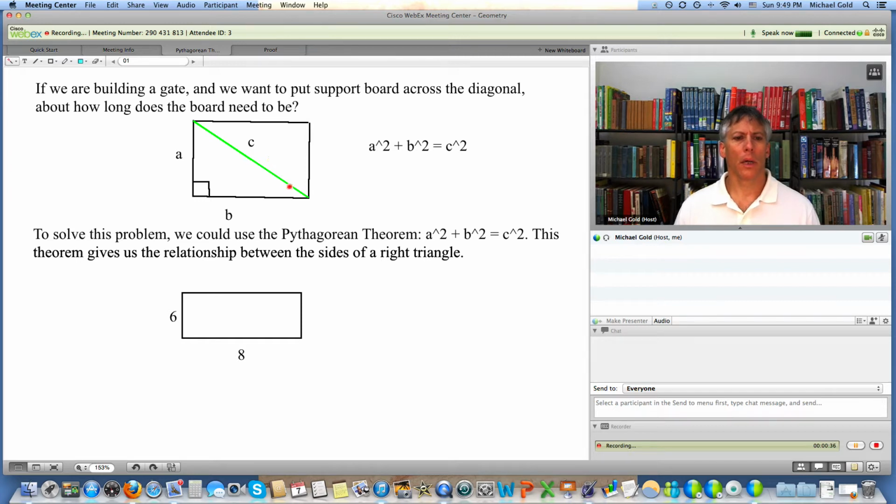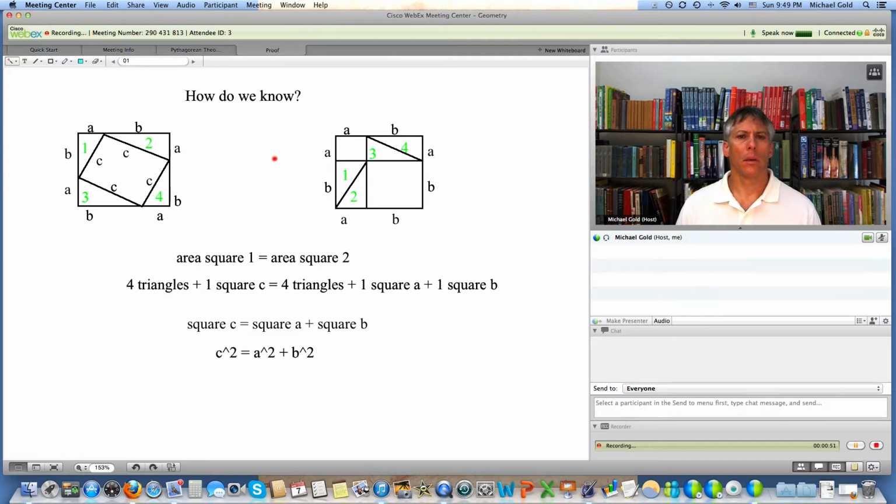To solve this problem, we could use the Pythagorean theorem, which says a squared plus b squared equals c squared. This theorem gives us the relationship between the sides of the right triangle. Now, how do we know this? Why is it true? There are many proofs of this, but we will look at one of them.